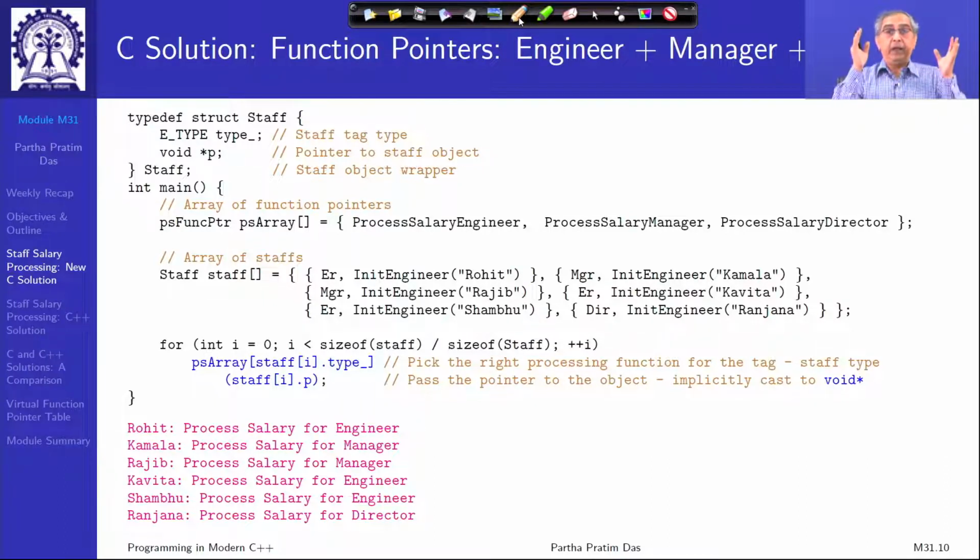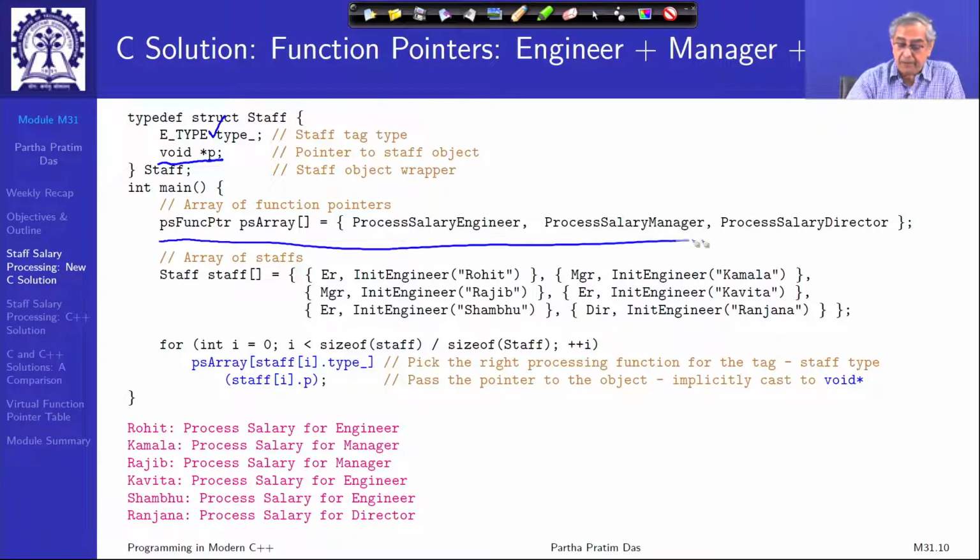Now, once I have got that, I can rewrite my unifying structure. What did we have earlier? Earlier we had a union of different pointer types, and we had the tag type to identify which pointer we are using. Instead, now I just use a void star pointer, because once I know the E type, I do not need to really know the type of the pointer to the particular engineer or manager or director, because the E type will tell me everything. So, I just take it as void star.